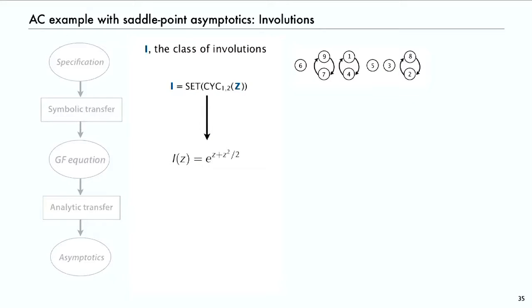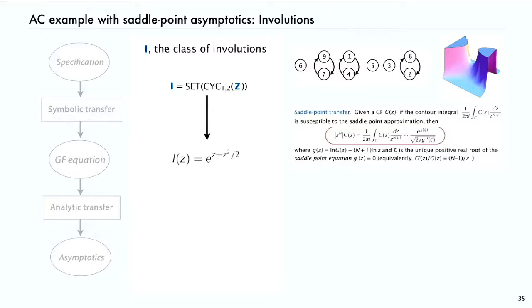Immediately from the symbolic method, we get the generating function for involutions: I(z) = e^(z + z^2/2). That's a function that has no singularities, and it's immediately amenable to the saddle point method. We have e to a function. All we need to do is take the derivatives of that function and set the first one to 0 to find the saddle point.